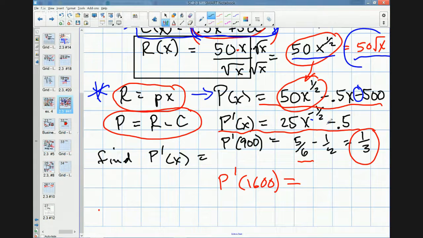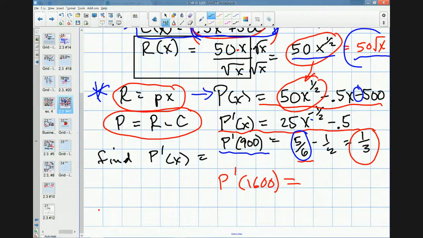And then in the book, I didn't do all of them, but for part A they said, what's the derivative when you're making 900 units? And so now we find P prime at 900. What's the square root of 900? Why am I doing that? Because x to the negative 1/2 means square root. The square root of 900 is 30. And what's 25 over 30? 5/6. So I did a little bit of simplifying there.